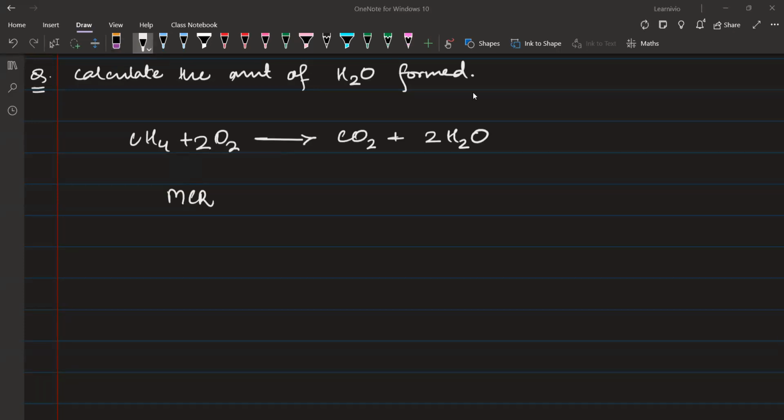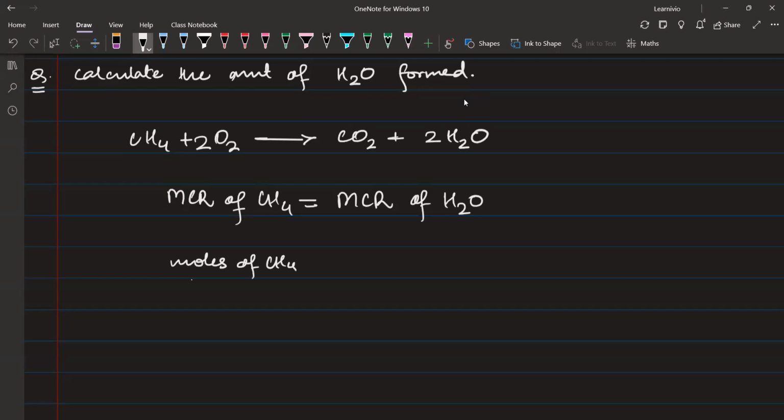So MCR of CH4 is equal to MCR of H2O. Very good. After that, what are we going to write? Moles of CH4 by coefficient is equal to moles of water by coefficient. Okay, very good. What will you write after this, tell me?